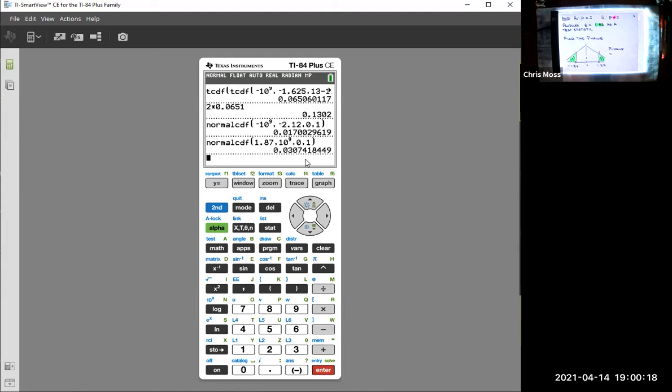And by the way, I usually use the rounded values when I calculate these. So 2 times 0.0307. I'm writing it down over there in messy fashion. So I'm going to go 2 times 0.0307, and I should have a p-value of 0.0614.